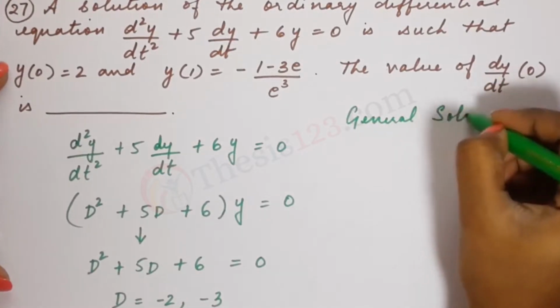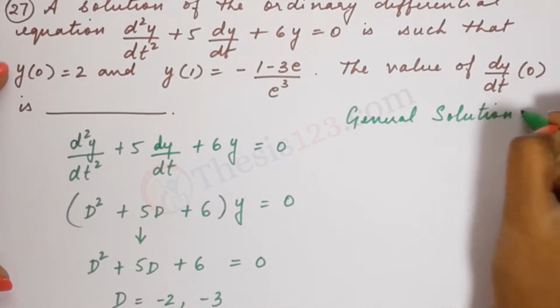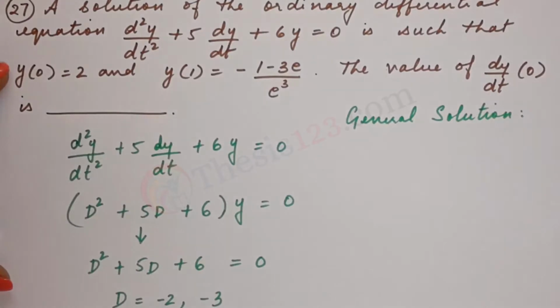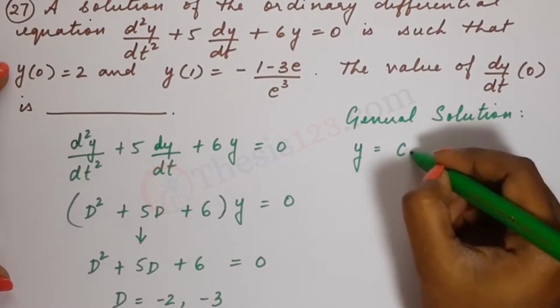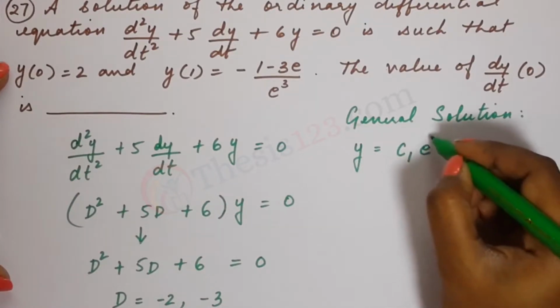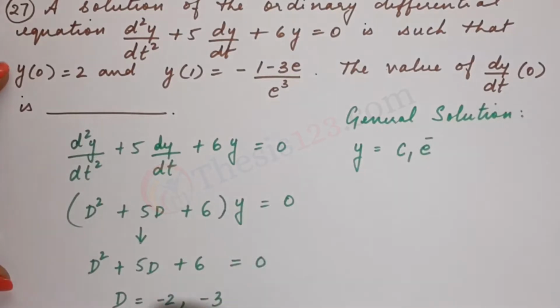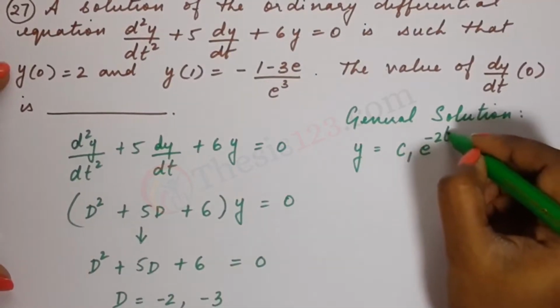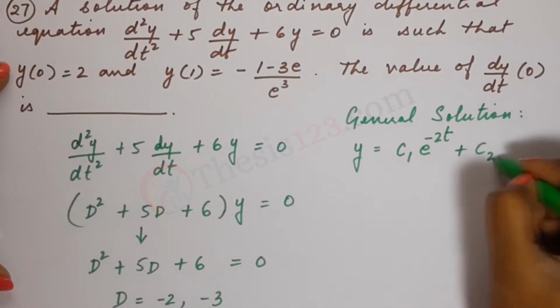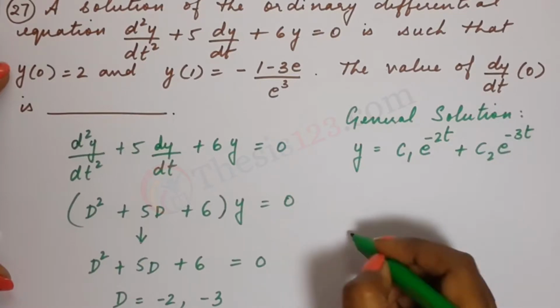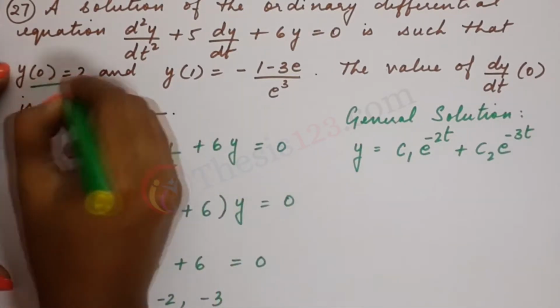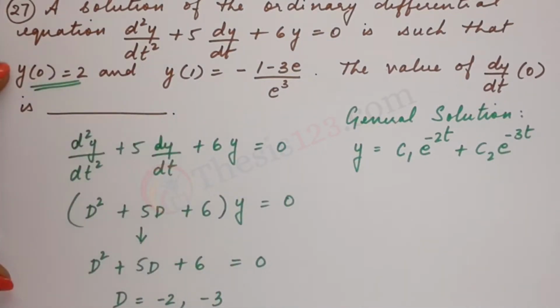The general solution, when the values of D are real and different, they are not the same, is in the form y = c1 e^(-2t), that's our first root, + c2 e^(-3t). That's our second root here. Now let's take the initial condition given to us. y(0) = 2.